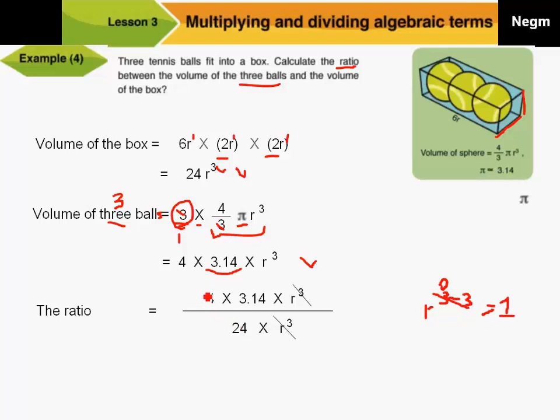And here, if we divide 4 by 4 it is equal to 1. 24 divided by 4 is equal to 6. The ratio will be 3.14 over 6. And this is the answer or the solution.